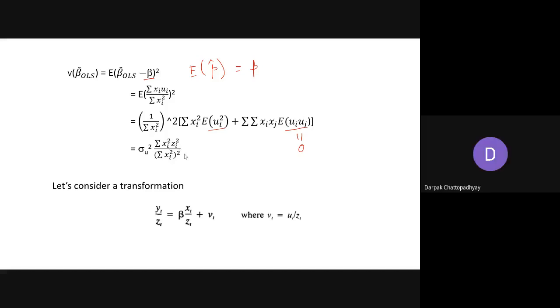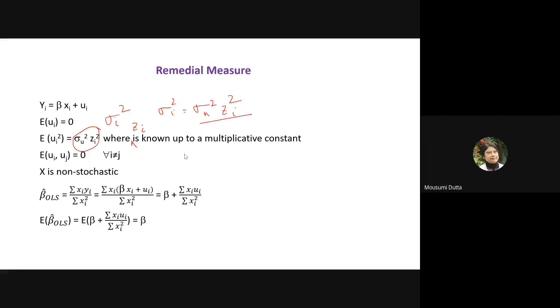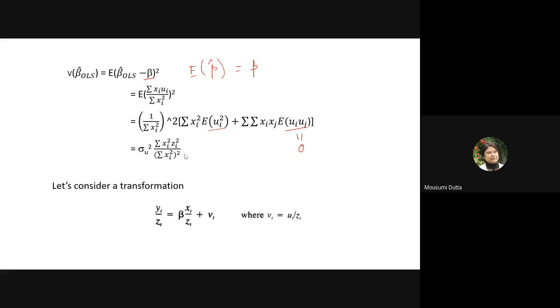I will repeat the last part. Which part? The last sigma square that is coming, from where that process comes. Yes, expectation of ui square is equal to sigma u square zi square. Yes, I have substituted this value here, in place of expectation of ui square. So this sigma square is coming out of the summation, and zi square is there.